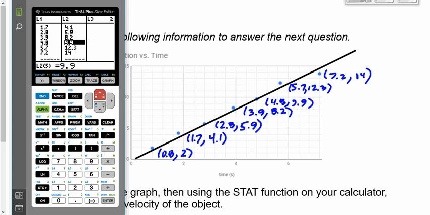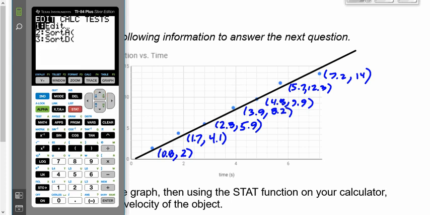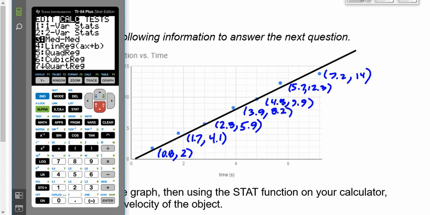What do we just do? Stat edit 1. What comes next? Stat calc 4. Okay, hit stat again. This time, go over to calc and down to option 4. LinReg stands for linear regression. Stat edit 1, stat calc 4.